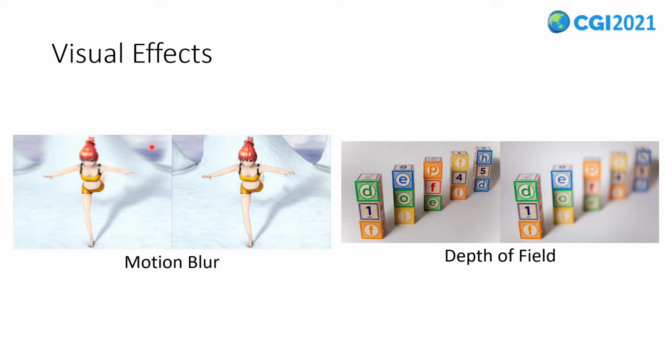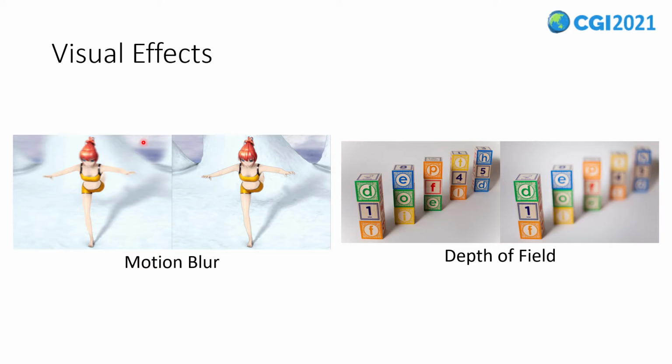Also, our training dataset doesn't contain any visual effects, such as motion blur and depth of field. We haven't run the test on those things yet, but we can expect that the current model can't handle them.